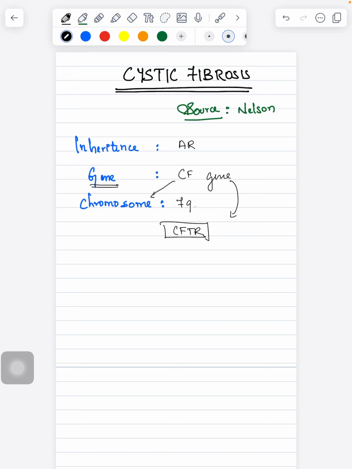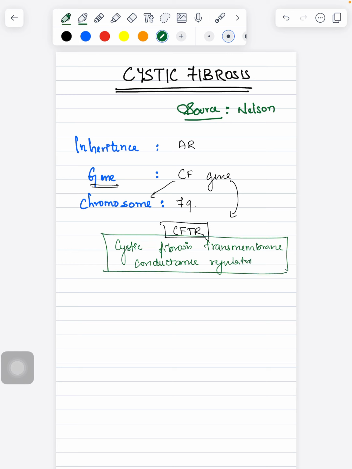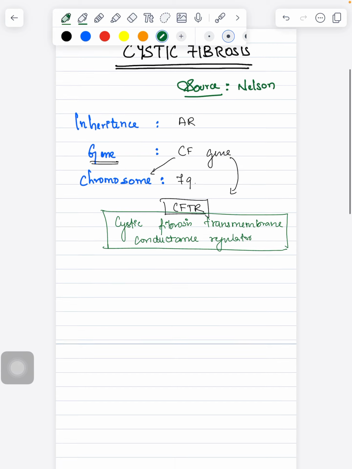I'll write it here. This protein is cystic fibrosis transmembrane conductance regulator. That is the protein that is responsible for this disease called cystic fibrosis. This cystic fibrosis is a multi-system disease. Why is it a multi-system disease?